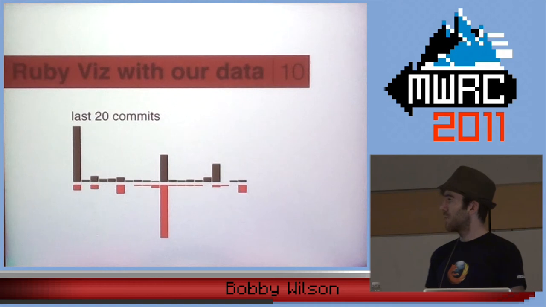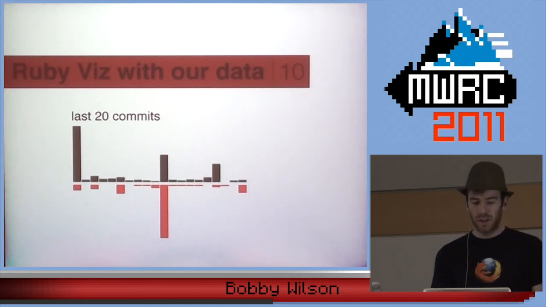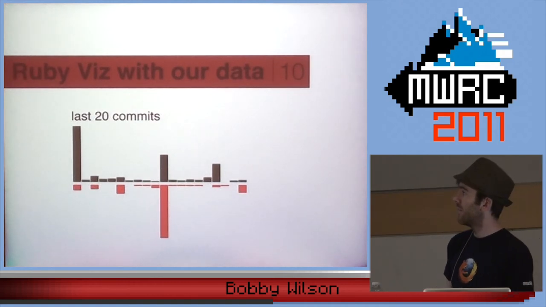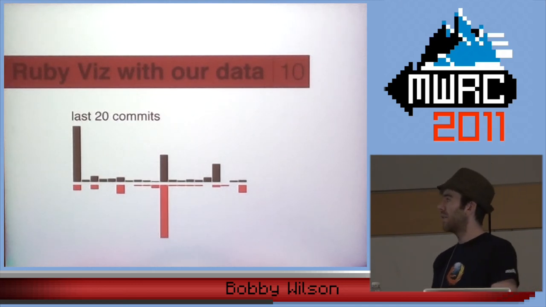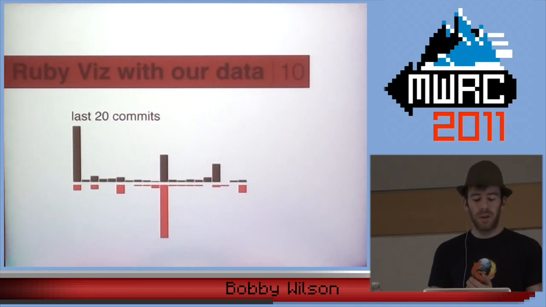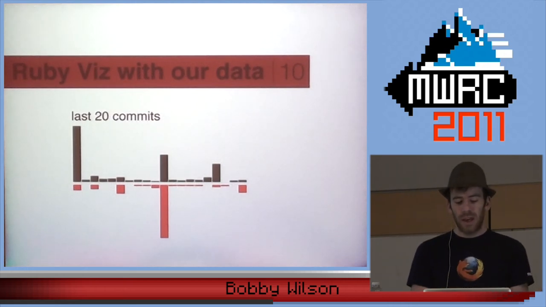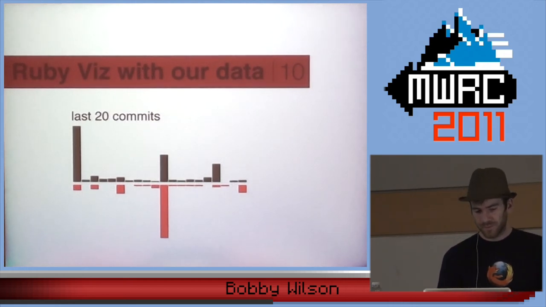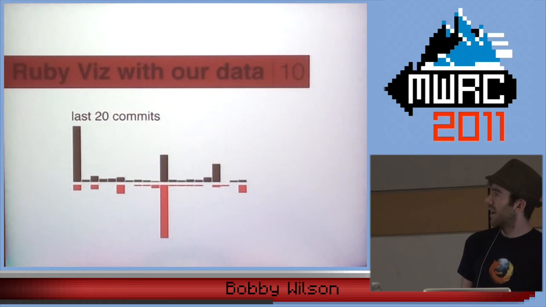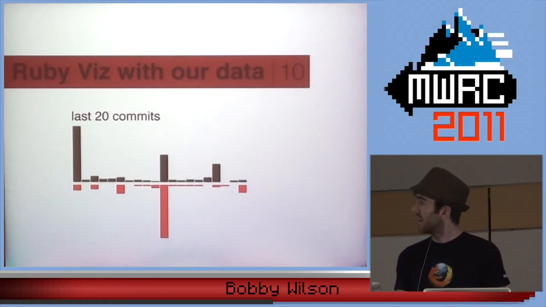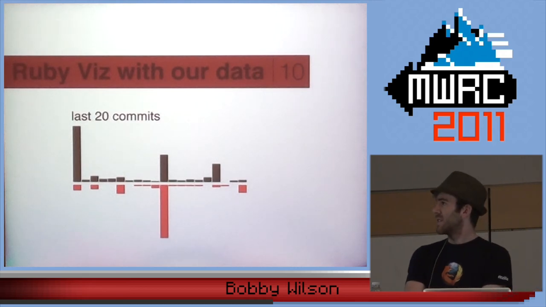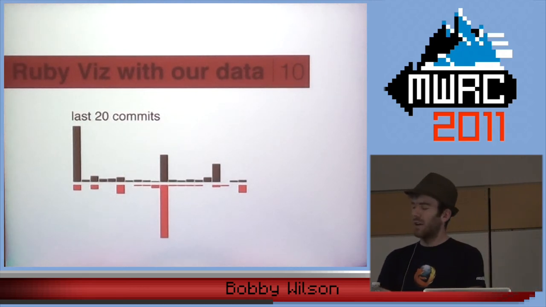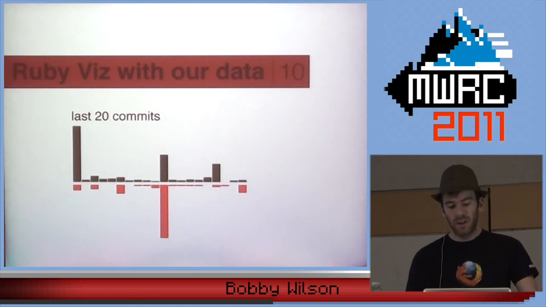So if you want to get the last 20 commits, this is just another little example of using RubyViz with our same Ruby library data. And you can see that the green and red, it's not still green on the screen there, but with green and red, it's similar to what you see in console style output of your last commits.